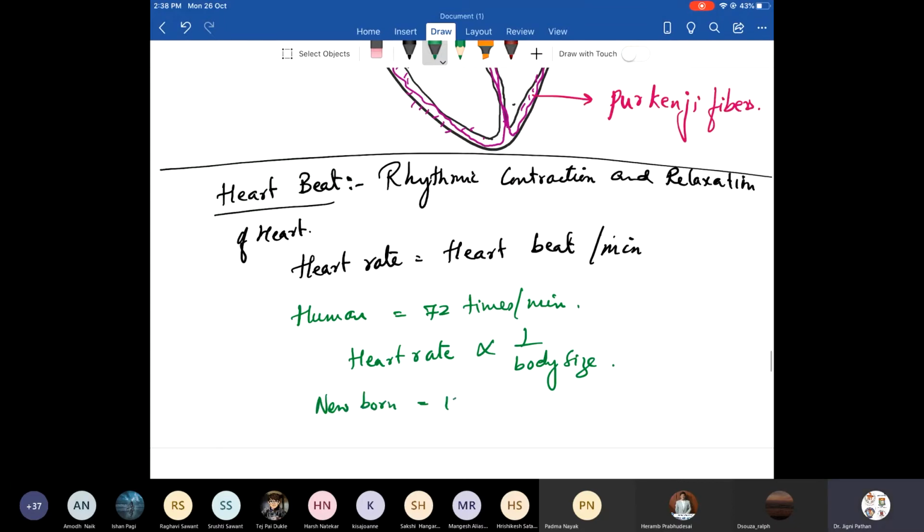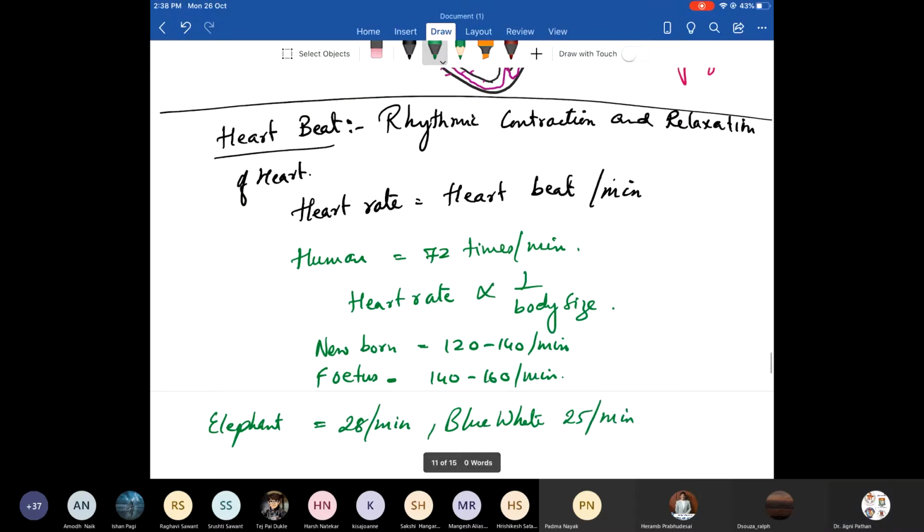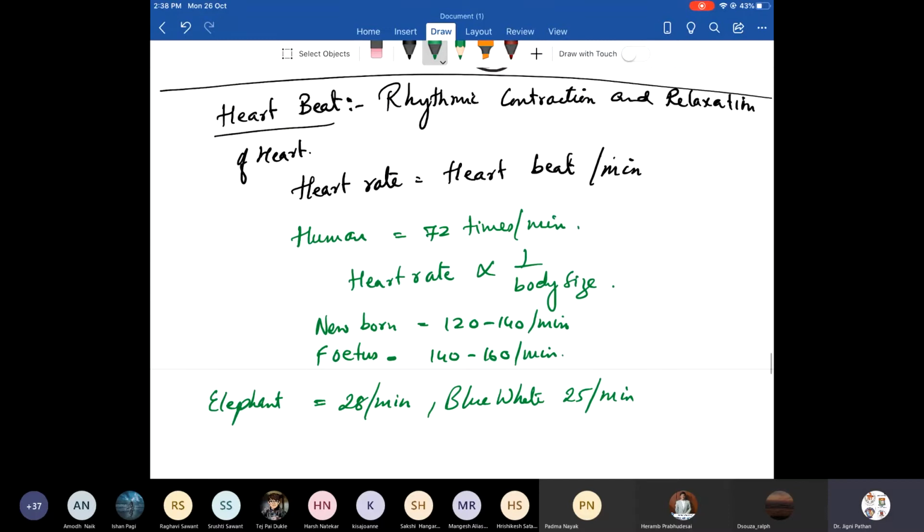Newborn: 120 to 140 per minute. Fetus: 140 to 160 per minute. Elephant: the size of the elephant is so big, but the heart rate is 28 per minute. Blue whale: 25 per minute. Please write down.